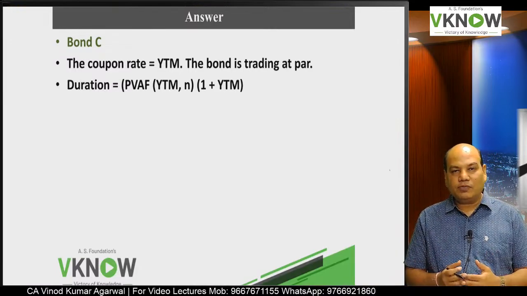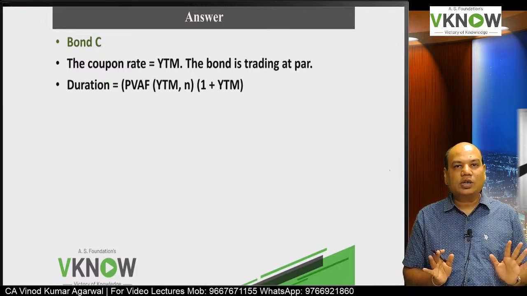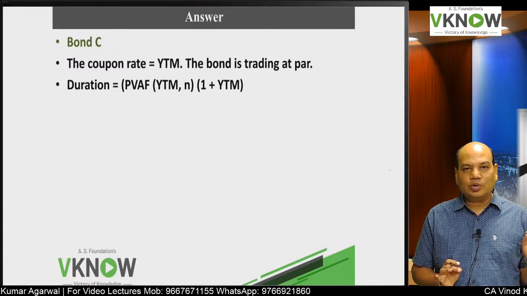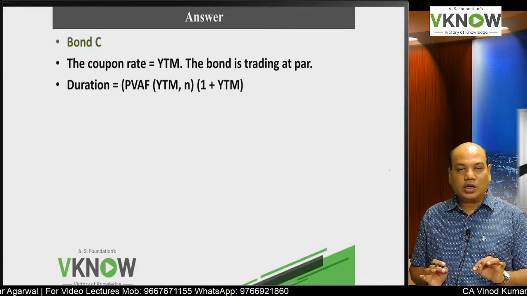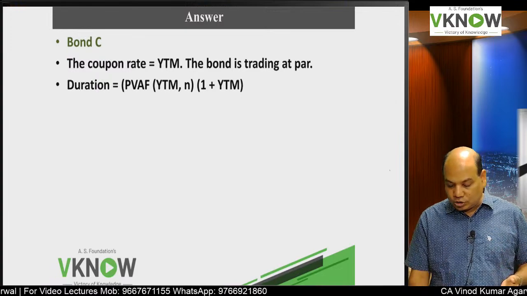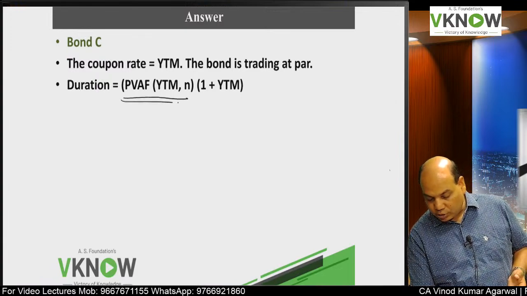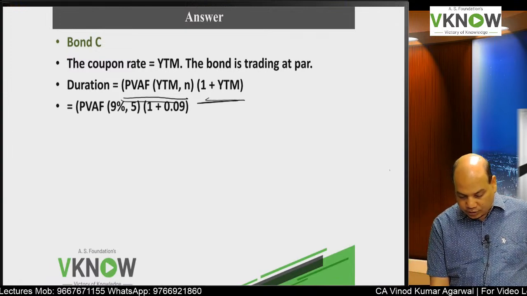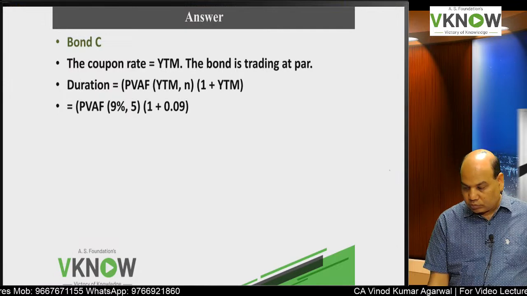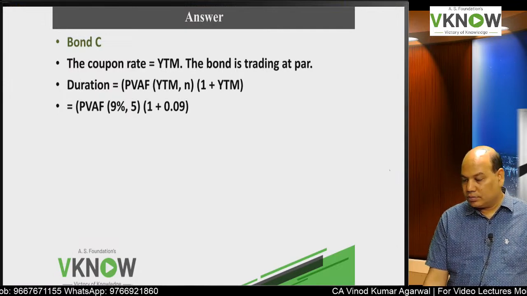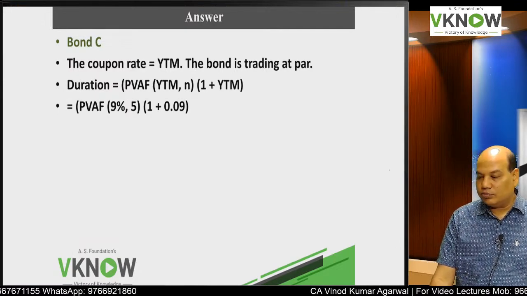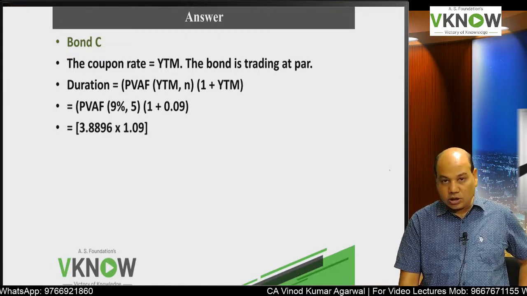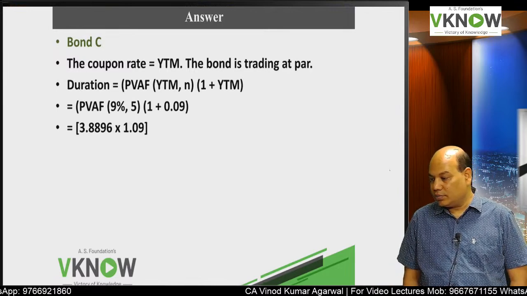So now see the benefit of using this method. For the third bond, I won't have to invest much time. Even for calculating present value or duration, I can apply the shortcut formula only when the bond is trading at par. So write down PV annuity factor 9%, 5 into 1 plus YTM, which is 1.09. So if you are alert, sometimes you can save time.